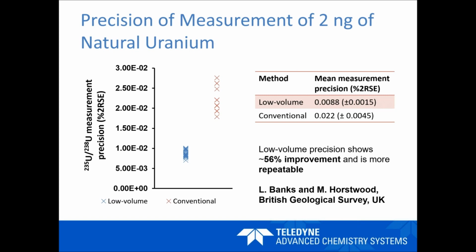Now, that's what we get for conventional, but if you move to the MVX systems, that's the data in the blue crosses there, you get a much tighter grouping of your data points, and that is a greater than 50% improvement in the precision of analysis, and it's considerably more repeatable as well.